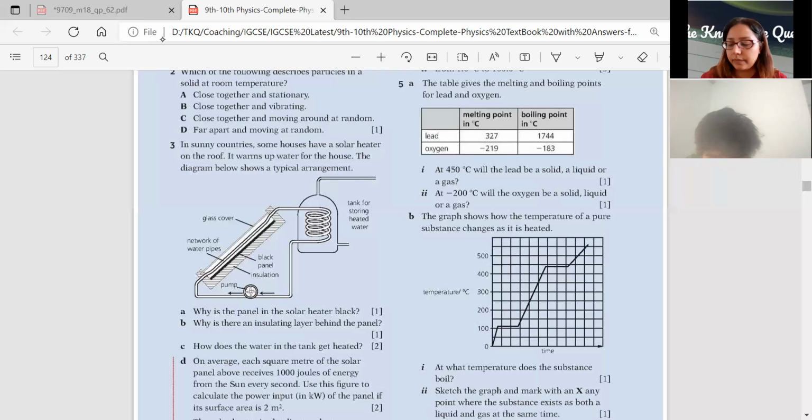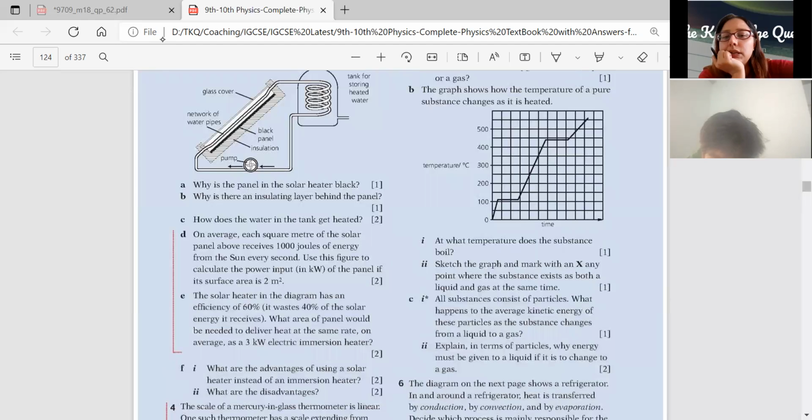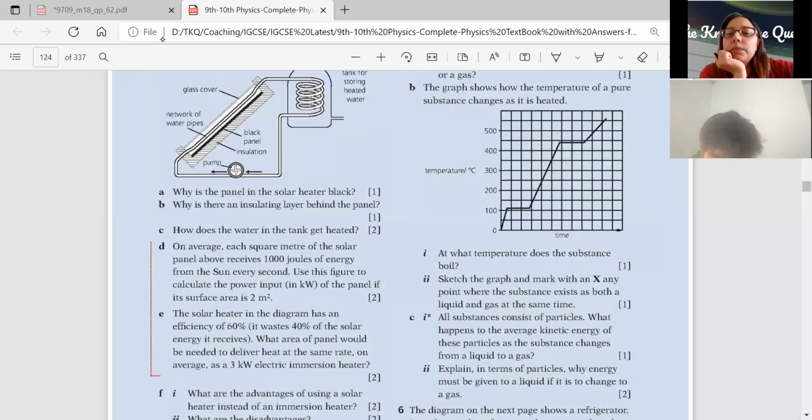Then further, the graph shows how the temperature of a pure substance changes as it is heated. At what temperature does the substance boil? Around 440 degrees Celsius. Okay, sketch the graph and mark with an X any point where the substance exists as both a liquid and a gas at the same time. Anywhere on the flat line at 440.